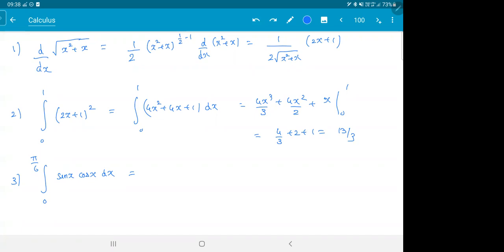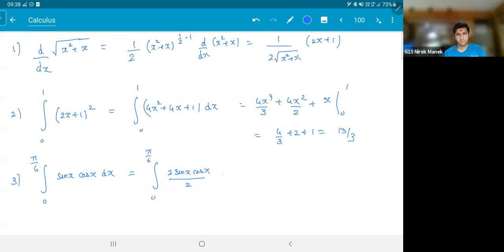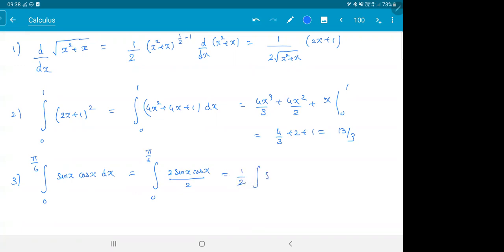How to do this thing? You forgot trigonometry formulas. Multiply and divide by 2. What is 2 sin x cos x? Sin 2x. So half comes out, integral of sin 2x. You know how to do it for sin 2x? A is 2 and B is 0, no? So the formula would be minus 1 by A cos 2x. A is 2 and that is cos 2x. That's how you do it. Use trigonometry.